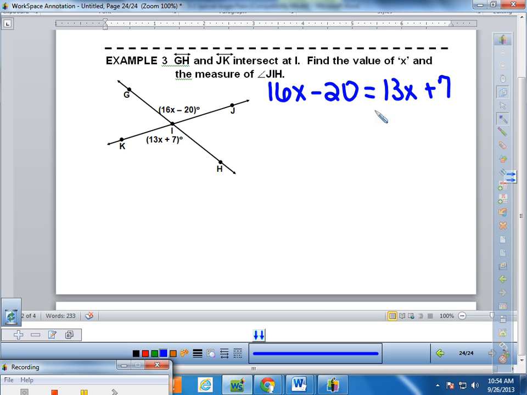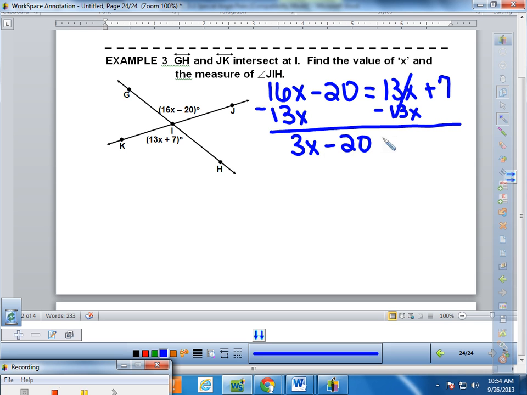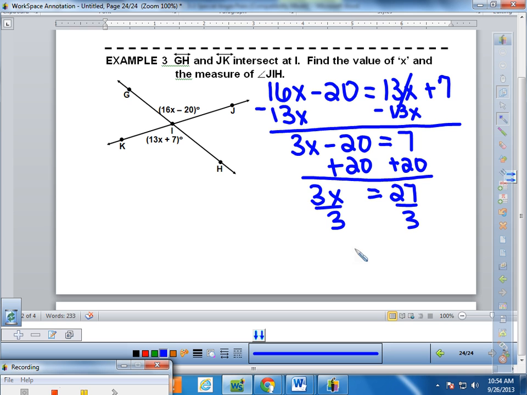Solve for x. We're going to subtract 13x from both sides. 3x minus 20 equals 7. Add 20 to both sides. 3x equals 27. Divide by 3. And we get x is equal to 9.